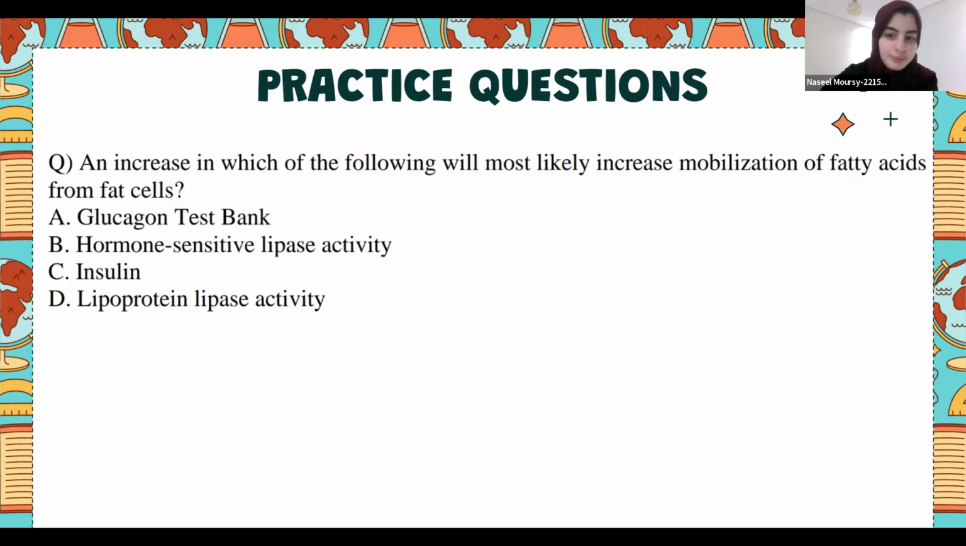Hello, hello. Now it's B. Good. Okay. Now it is B. Hormone sensitive lipase activity. Because we said mobilization of fatty acids from fat cells, meaning that we take fatty acids out of the fat cells. Now, what is the enzyme that breaks down the adipose tissue, or basically the triglycerides in the adipose tissue? It is hormone sensitive lipase.